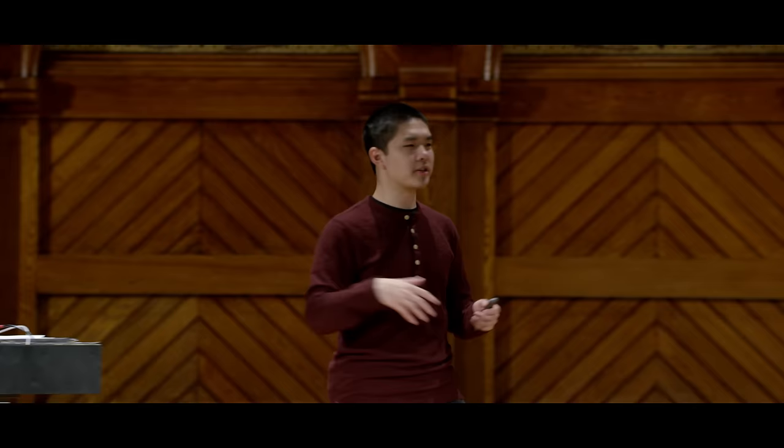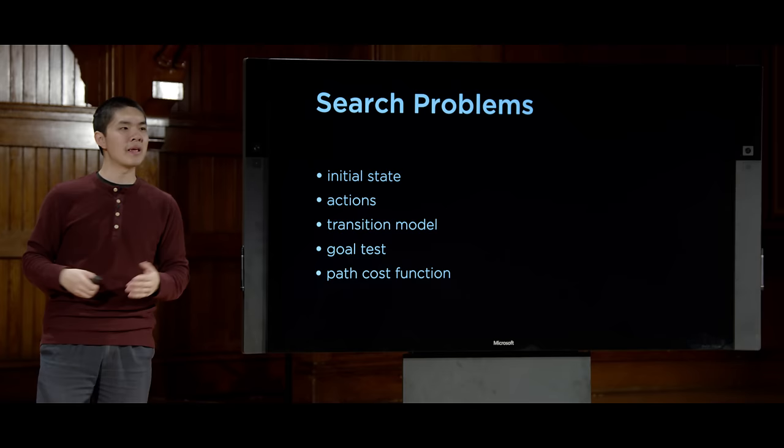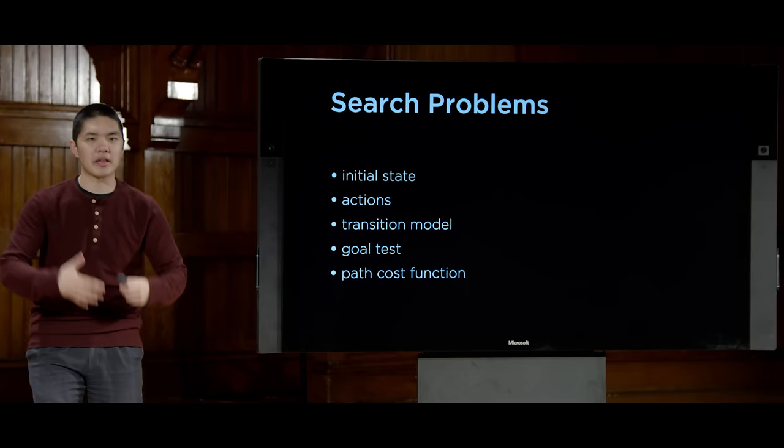Well, one way to think about it is actually to think back to what we talked about last time, when we talked about search problems. Recall again that search problems have some sort of initial state. They have actions that you can take from one state to another, as defined by a transition model that tells you how to get from one state to another. We talked about testing to see if you're at a goal, and then some path cost function to see how many steps you had to take, or how costly the solution that you found was.